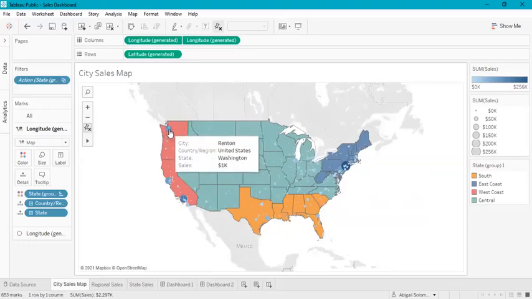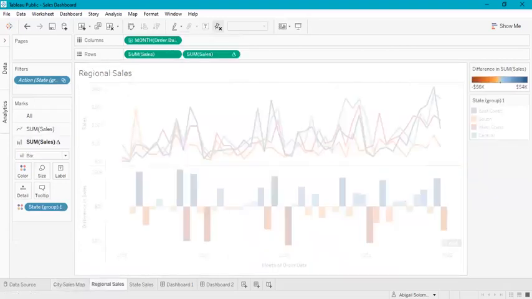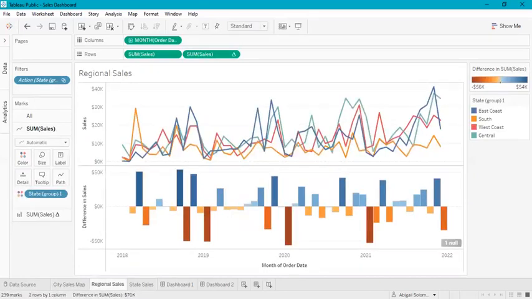Another blue bubble we have here is Washington, that made $1K of sales. A city in Washington, Seattle, made $120K of sales. We can see the bubble was larger compared to that of Olympia in Washington. So I'd like to show us regional sales across it.